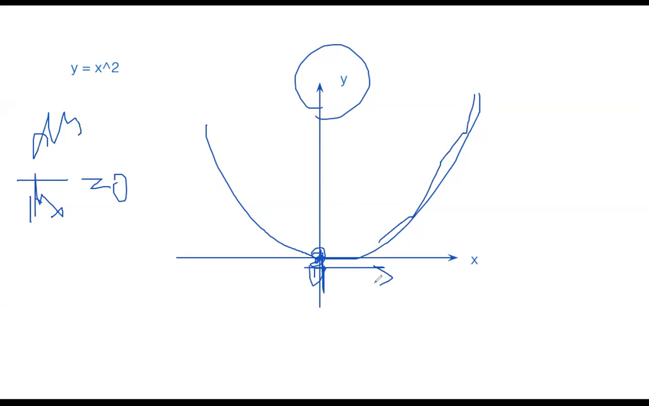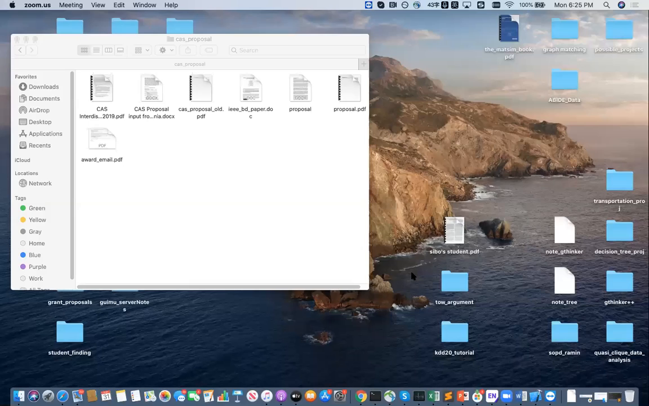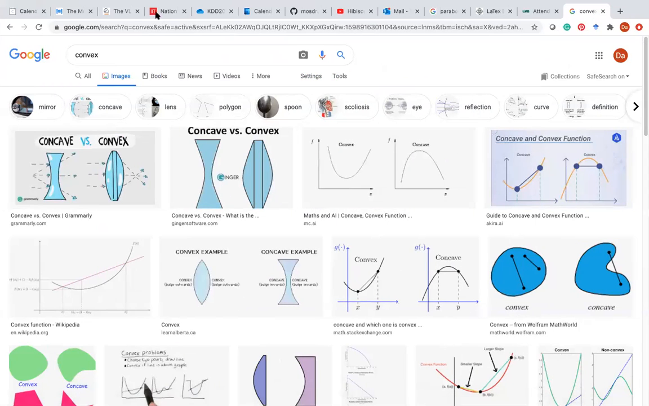This is only valid if your function is convex, this shape. If it's concave, what you get after taking the derivative and setting it to 0 is a maximum. Oh, sorry, I think I should share my desktop. Right, so you see this is a concave shape.